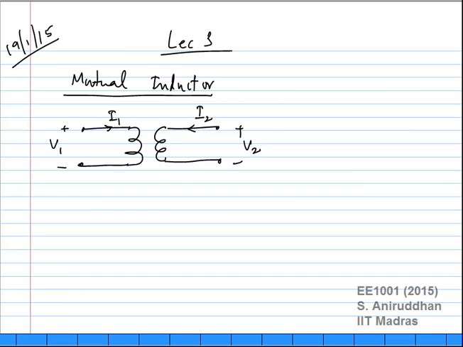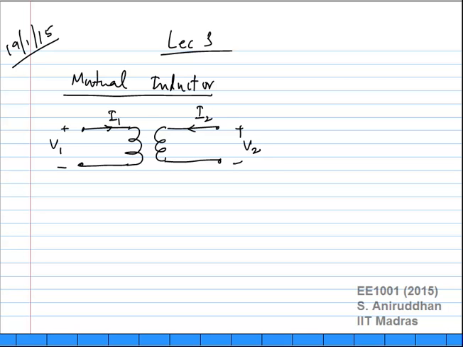Okay, so far so good. So in today's class, we'll look at a couple of different things. The first thing we'll look at is another four terminal element, to round out what we've been learning so far, what is called a mutual inductor. Have any of you heard of this term, mutual inductor or mutual inductance? Okay, so we'll see what it means today.